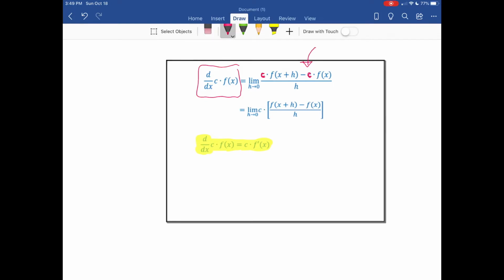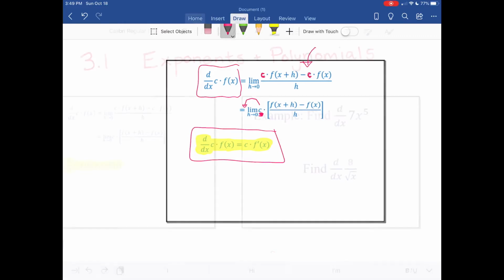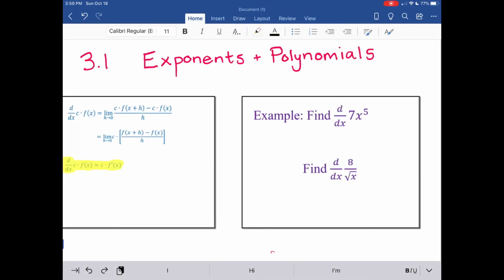we factor the c out, and then if we can pull it out here, then I can just pull it outside of our limit function as h approaches 0, and we are left with rule number 1, that the derivative of c times a function is the same as c times the derivative of that function. Let's do two quick examples.